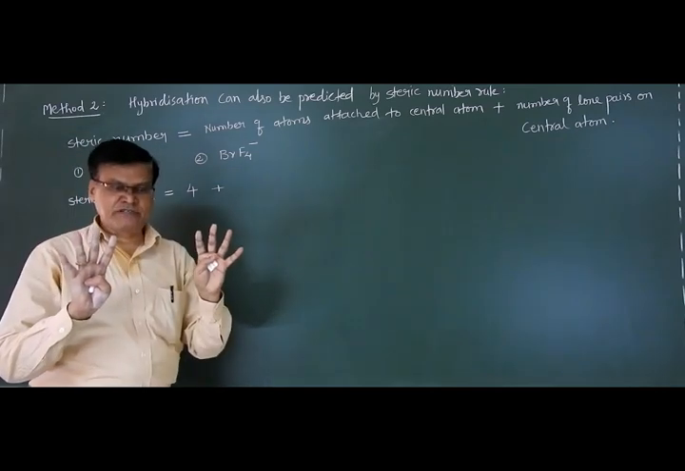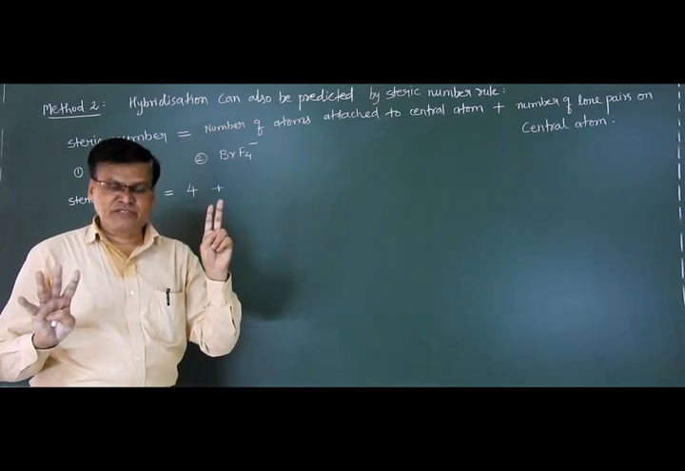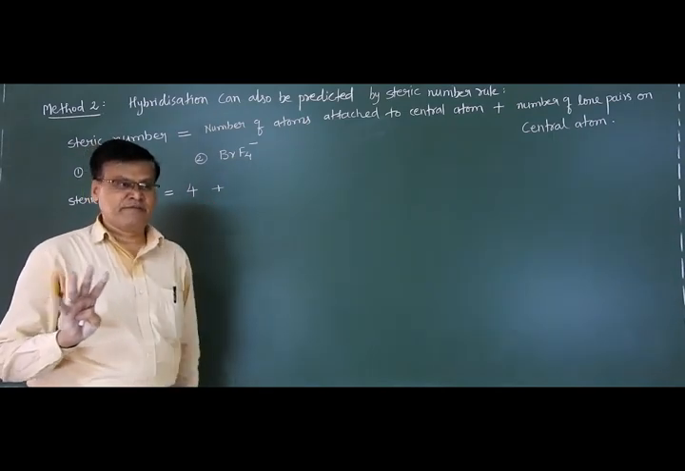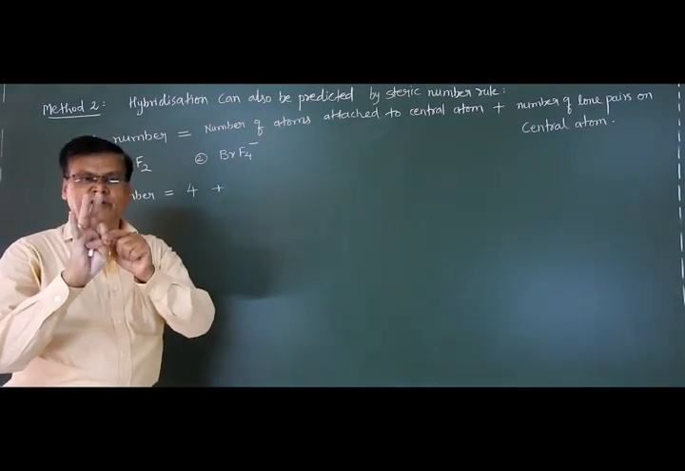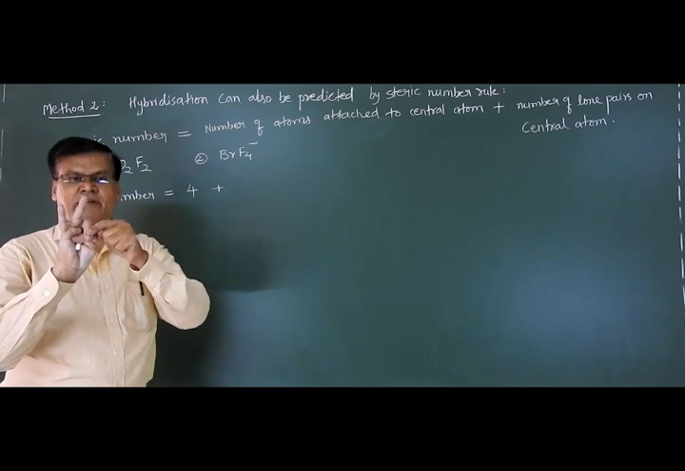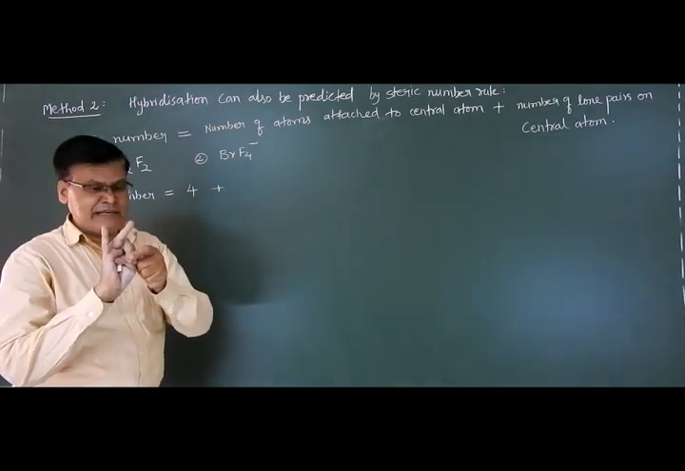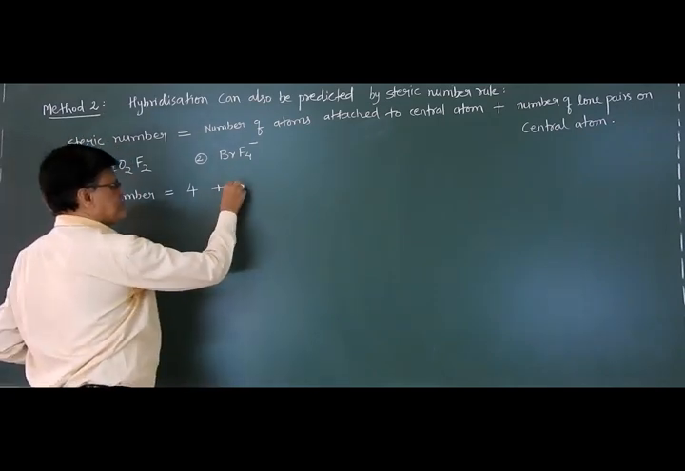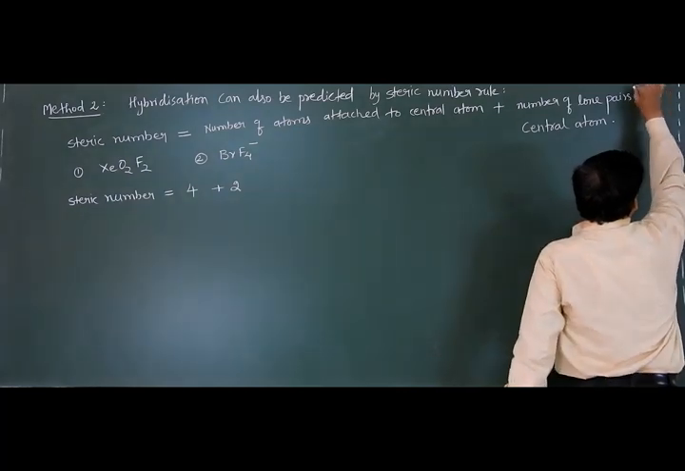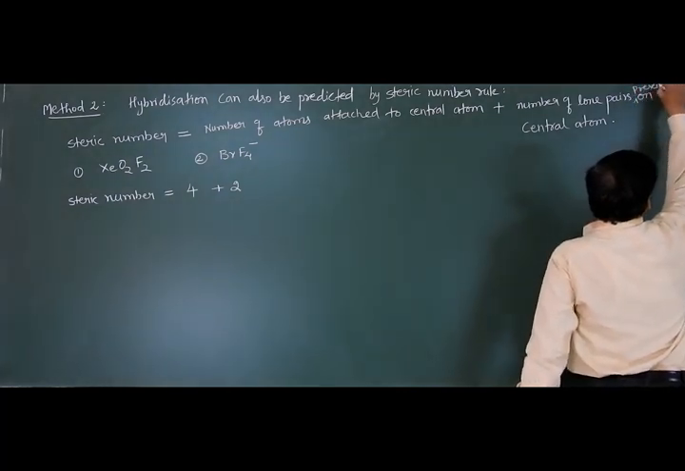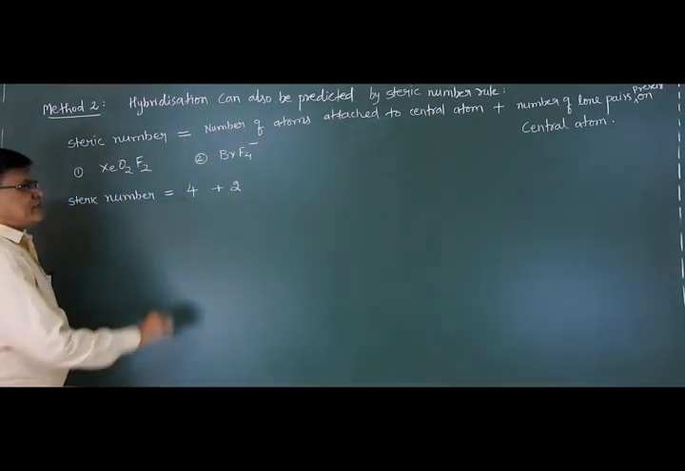Out of 8 electrons, for one oxygen atom, a double bond, 2 electrons gone. For the second oxygen atom, a double bond, 2 electrons gone. Clear? Now fluorine forms a single bond. For one fluorine, 1 electron. For another fluorine, 1 electron. How many lone pairs are present on the central atom? 2 lone pairs are present on the central atom.